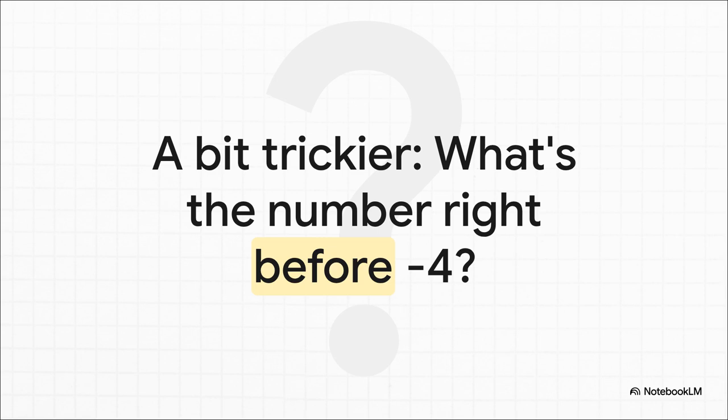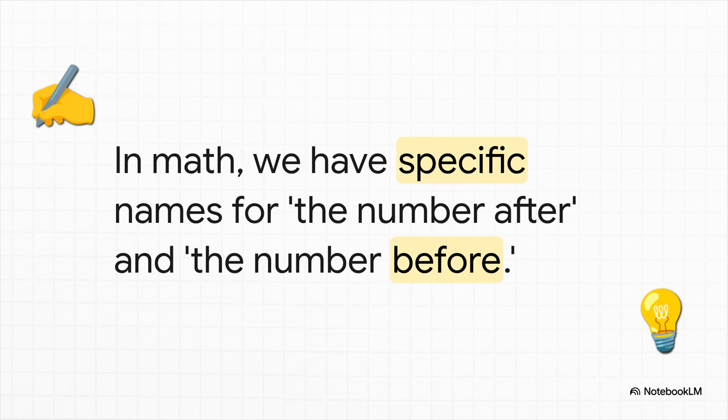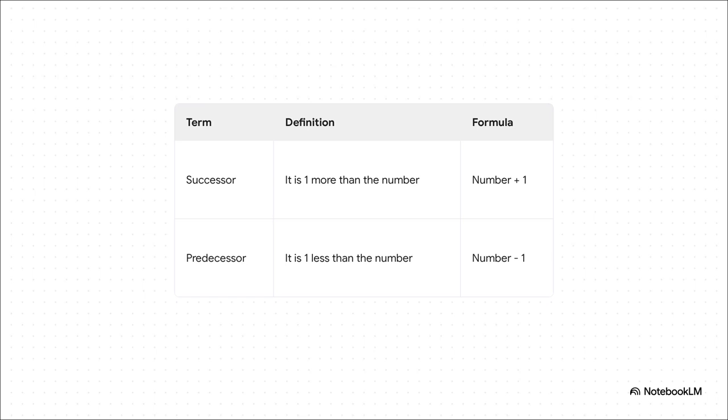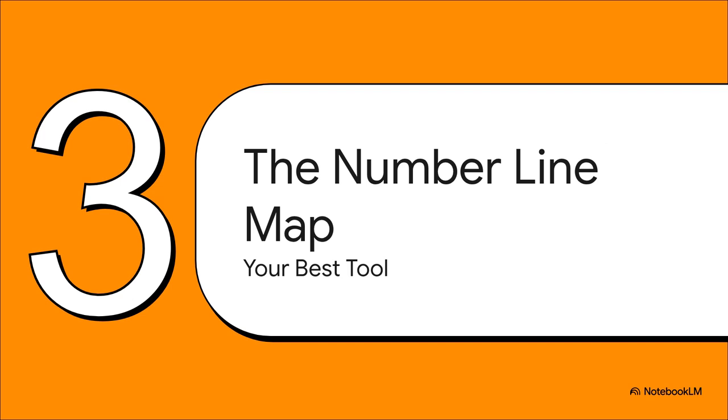See, this is where having a clear rule really helps. And this is exactly why math gives us specific words for this, because before and after can get a little confusing with negative numbers. So instead, we use these two precise terms. And here are the official rules. The successor is just one more than the number, so you add 1. The predecessor is one less than the number, so you subtract 1. That's the whole secret. Successor means add 1, predecessor means subtract 1. Simple as that. But how do you actually picture this, especially when you get into the negatives?